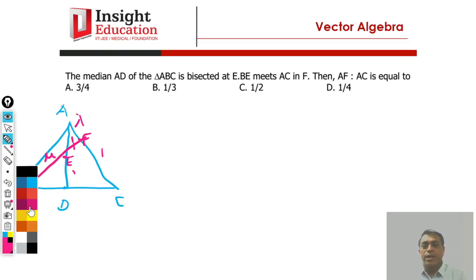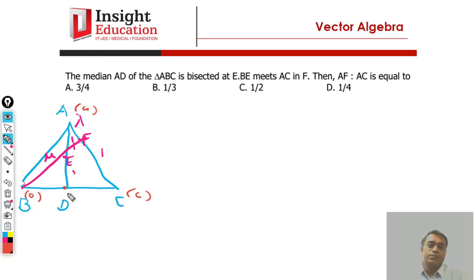So let's take the coordinates of point B. We can assume B as origin, so for B the coordinate is 0. For vector A I can write A, for C I can write C. Now I can find position vector OD. I know B, I know C, so OD is equal to 0 plus C by 2. So OD is equal to C by 2.